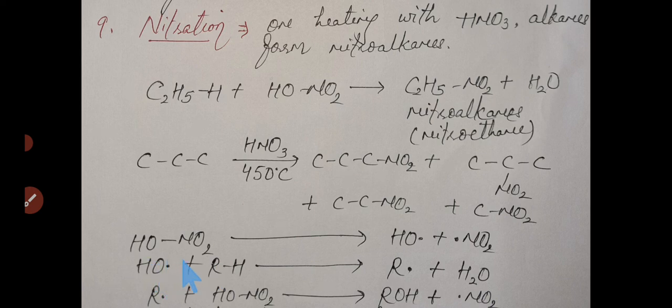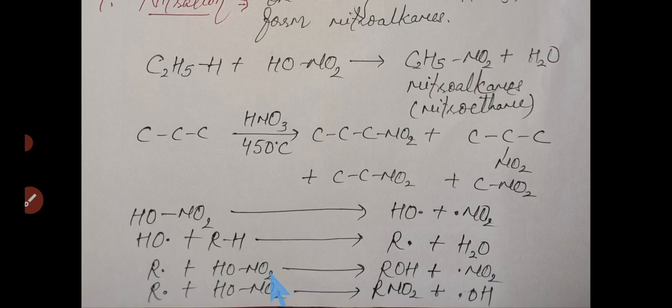So how does this reaction take place? Actually, it takes place by the free radical mechanism. HONO2 or nitric acid depletes and converts into free radicals OH and NO2. OH free radical reacts with alkane, producing alkyl free radical, which on further reaction with HONO2 or nitric acid produces ROH and NO2 free radicals. This alkyl free radical, when it reacts with NO2, RNO2 is formed, nitroalkanes are formed.